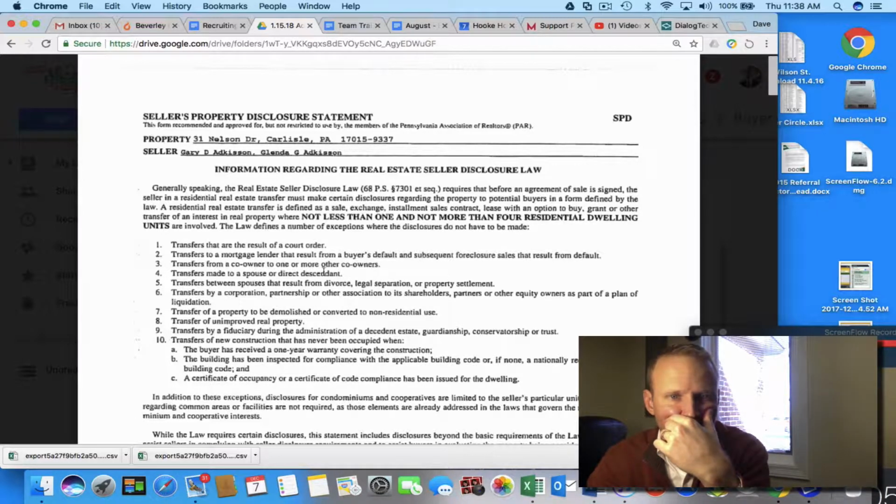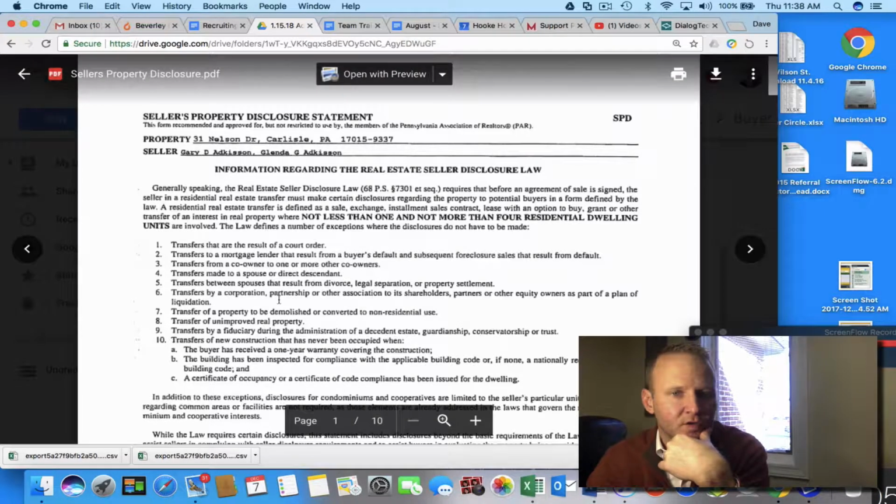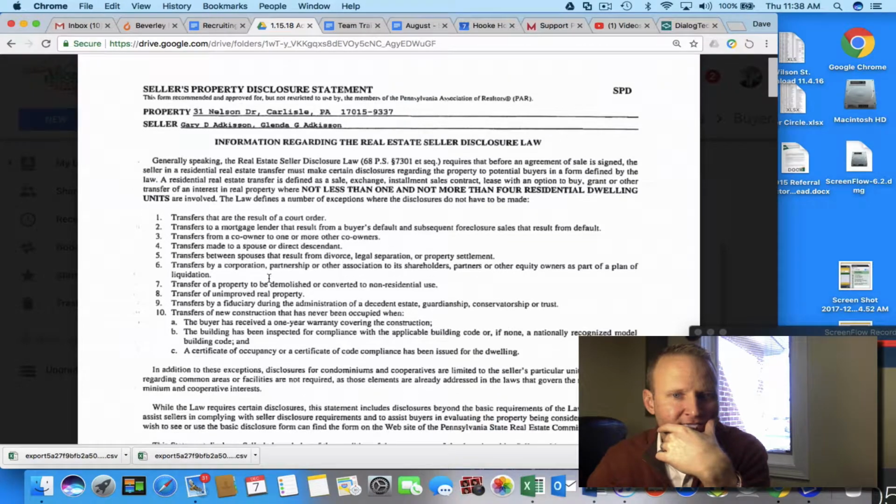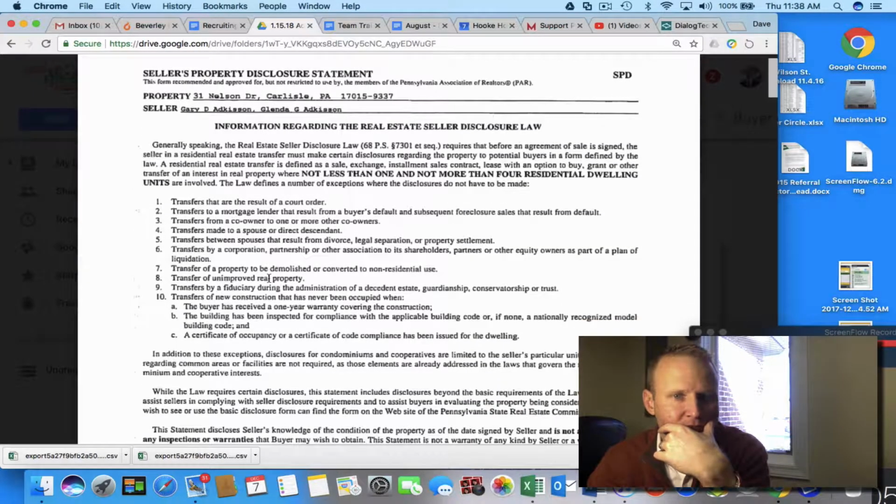Transfers from a co-owner to one or more co-owners. So I have a partnership with 2 other people, and our partnership is transferring it to a partnership with 2 other people. And one of those people is a member of our partnership. Transfer is made to a spouse or direct descendant. Transfers between spouses that result from divorce. Transfers by corporation, partnership, association to shareholders, partners, or equity owners to liquidate.